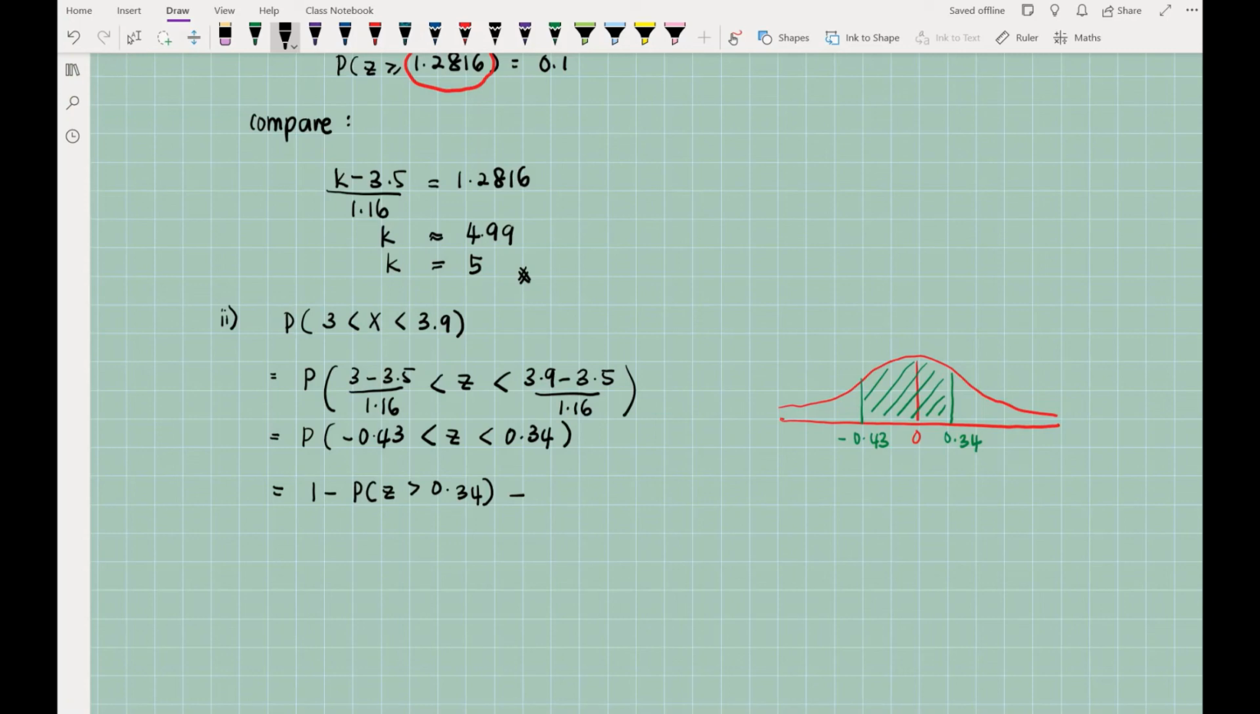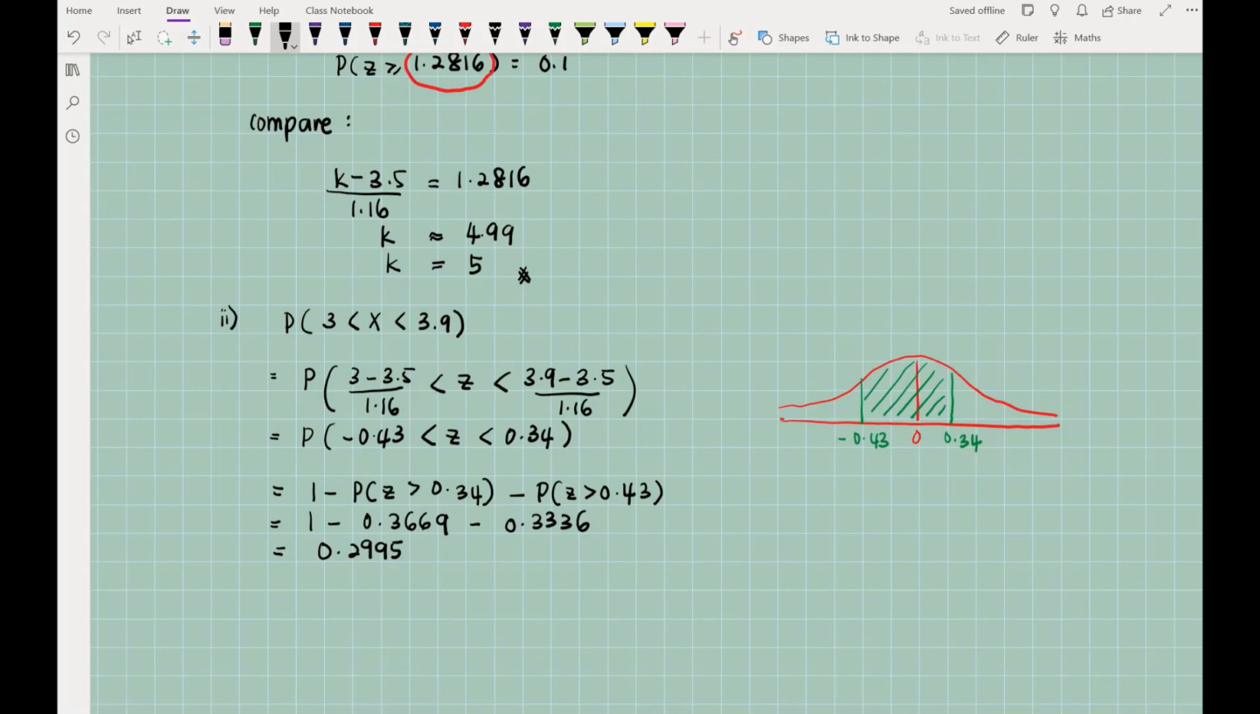Kita tak boleh baca. So we are going to use the fact that we know they are symmetrical. So that is just the value from probability Z is greater than 0.43. So just substitute the value. You are going to get this is just 1 minus, read from the table, this is 0.3669 minus 0.3336. And your final answer should be 0.2995.